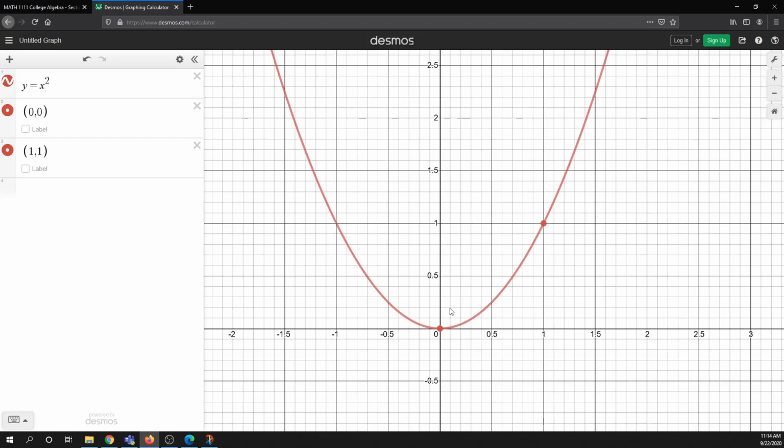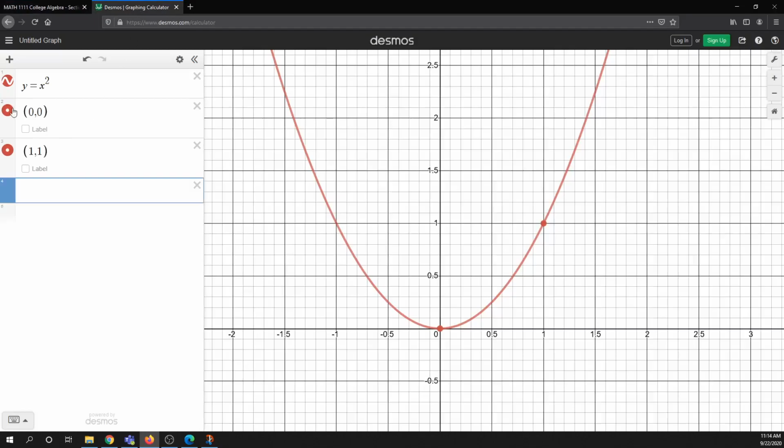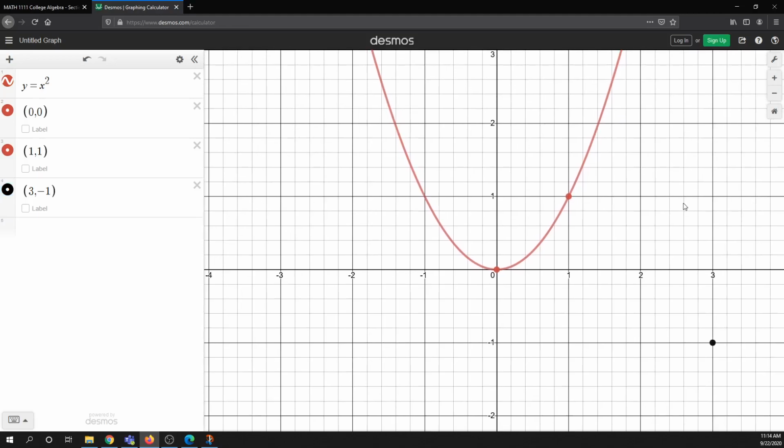All right, so to figure out where these points would go, what I would do is follow the things that I had here. I would add -1 to the y and add 3 to the x to figure out where those points go. So the point 0, 0, I would add 3 to the x, so that would be 0 plus 3, and then I would subtract 1 from the y. And so that point would go here. I need to zoom out to see that. And then this point, 1, 1, I would add 3 to the x. So 1 plus 3 would be 4. And then subtract 1 from the 1, or add a -1, however you want to think about it. So 1 plus -1 would be 0. So that point would wind up right here.